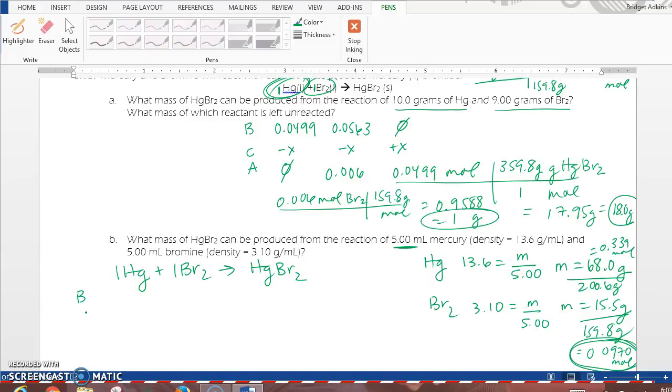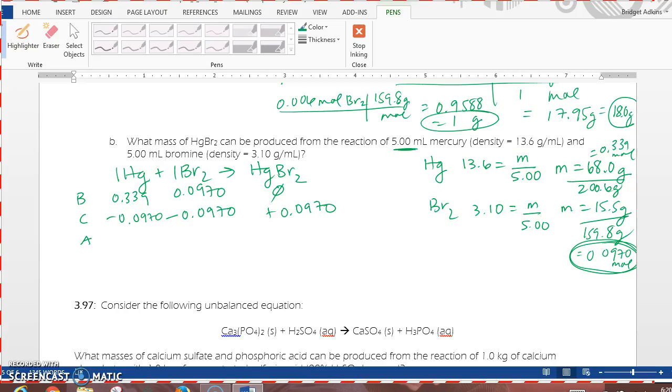Alright, so if we set up our BCA table, I've got 0.339 moles. Only moles go into your BCA table. Don't ever try to put masses or anything else. And this is 0. So this is going to get all used up because that's my X. This is going to go up by X, and this will go down by X. So we'll be left with 0.242 moles of mercury. All the bromine will be gone, and we'll produce 0.0970 moles of the HgBr2.